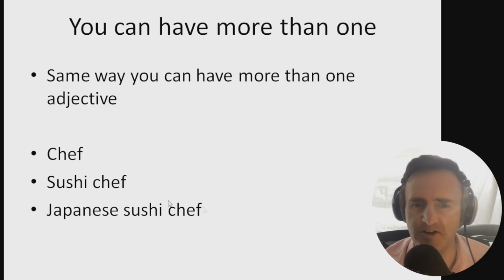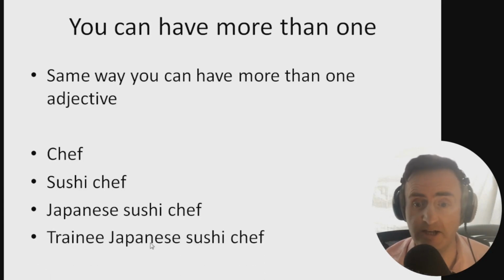But you can see you've got two nouns with a noun. You can take it further. A trainee Japanese sushi chef. I can't say that right. But you can see there's 3 of them there describing the last noun. What kind of chef? 3 nouns.